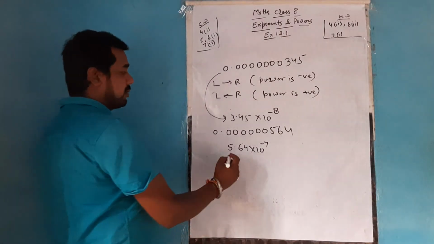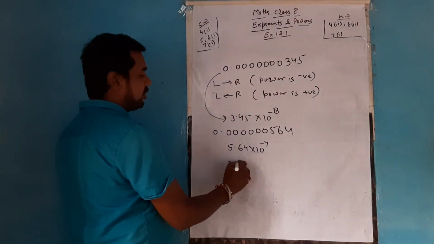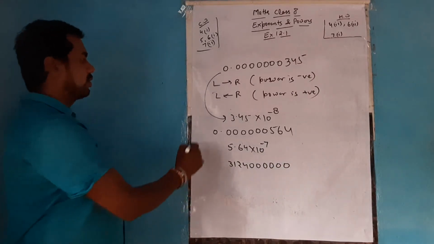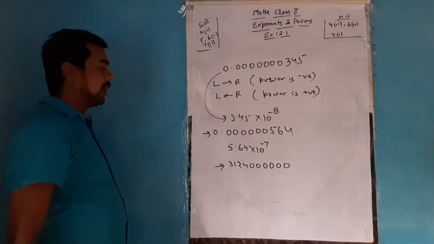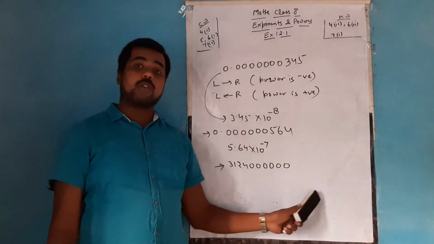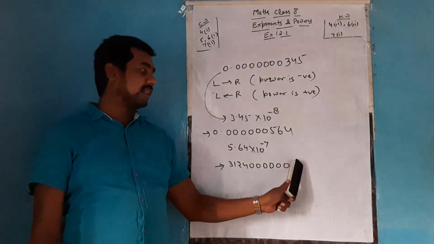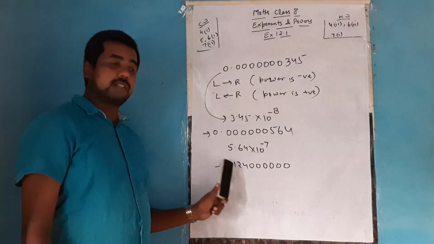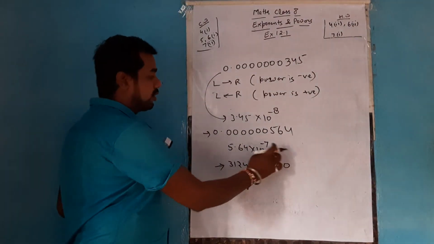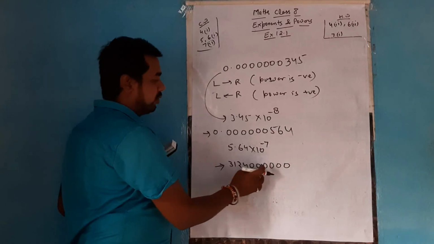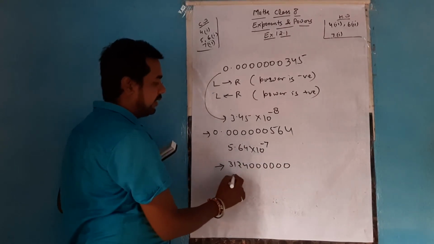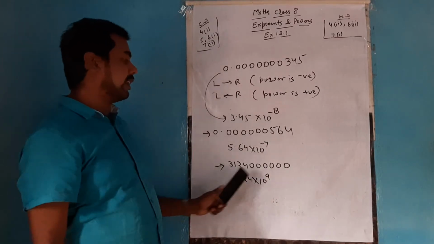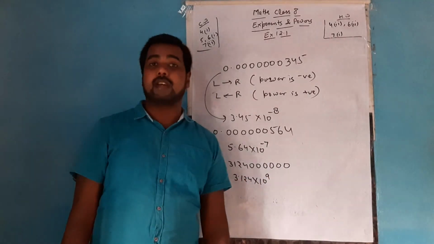Now suppose a number is 3, 1, 2, 4, 1, 2, 3, 4, 5, 6, if the question is in this way. Now here no decimal is there. If no decimal is there, it means the decimal is present at the last. So from here the decimal has to be shifted after the first digit. We'll see how many places we are going to shift: 1, 2, 3, 4, 5, 6, 7, 8, 9. That becomes 3.124 into 10 to the power 9, in the case when the decimal is not there.